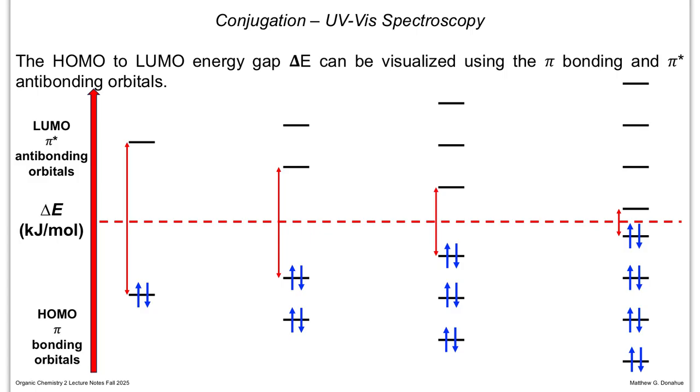So visually, what does this look like? In the first case, this was our ethene. The second case, that was our butadiene. This was our triene. And then to the very right was the tetraene.